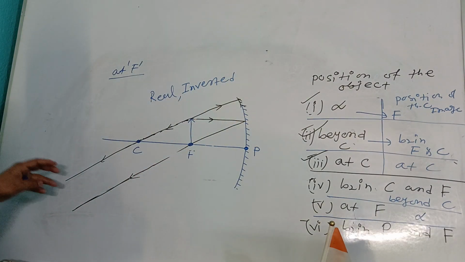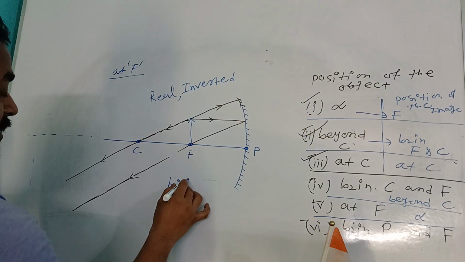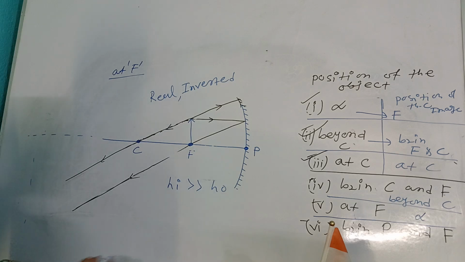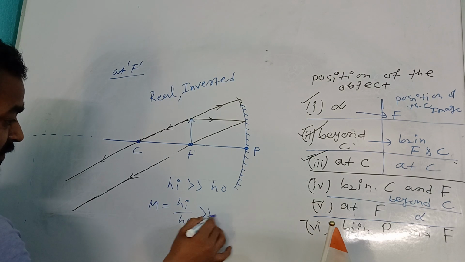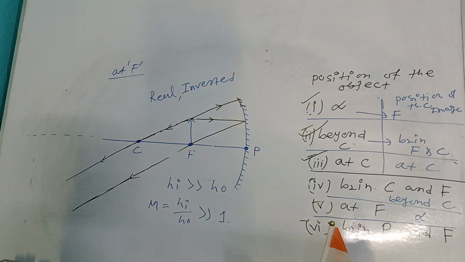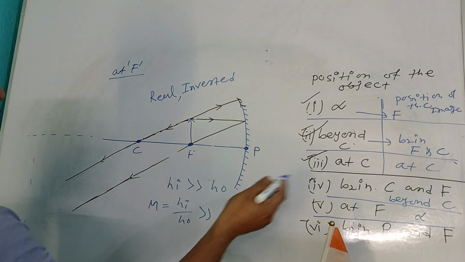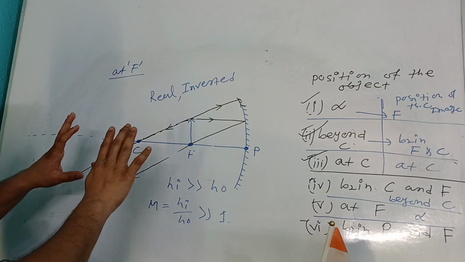As they are meeting at infinity, here at infinity you can see, if I use a dotted line and they are meeting at infinity, you can say height of image is very much greater than height of object. So you can write magnification, height of image by height of object, is very much greater than 1, which means we can write highly magnified, enlarged image. Okay, so real, inverted, position is at infinity, highly magnified. It's okay now. So this is one process.